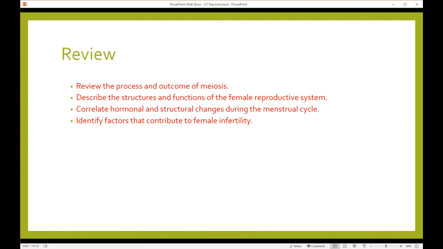So make sure that you review the process and the outcome of meiosis, describe the structures and functions of the female reproductive system, correlate the hormonal and the structural changes during the menstrual cycle, and then identify factors that contribute to female infertility.